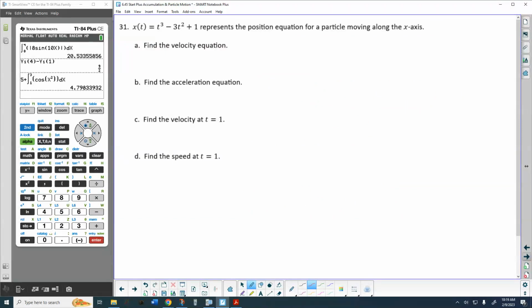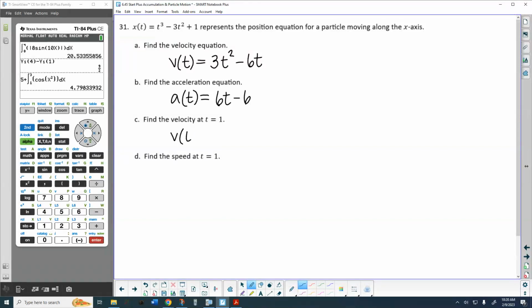All right, so we have a position function, t to the third power minus 3t squared plus 1, that represents the position of a particle. We want to find the velocity equation. So we need to differentiate. Yes, so the velocity function is 3t squared minus 6t. Okay, next part, we want to find the acceleration equation. Taking the derivative again.